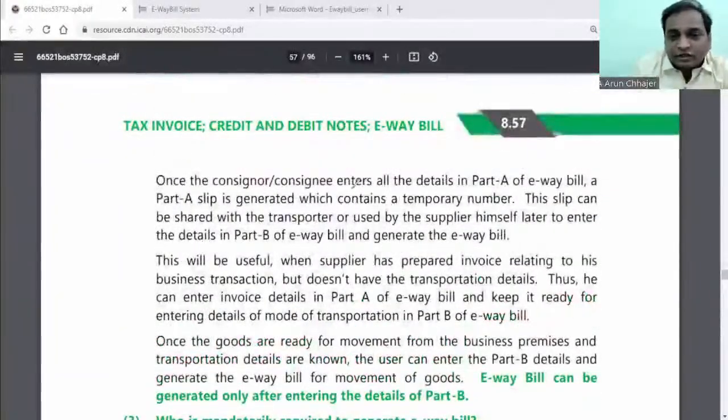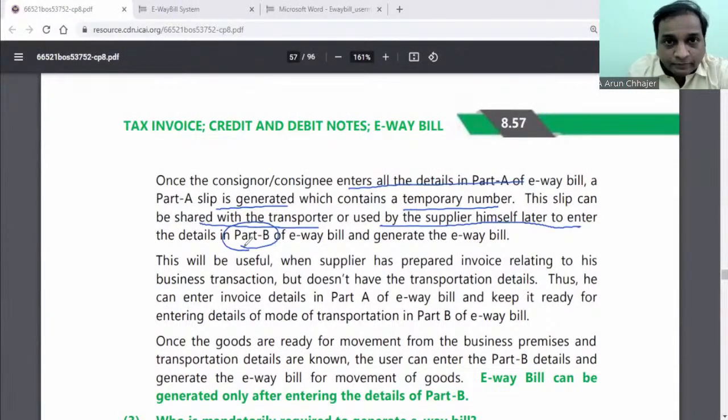Once the consignor or consignee enters all the details of part A, a slip is generated which contains the temporary number. This can be shared with the transporter, or used by the supplier himself later to enter part B. What is part B? Part B, normally, is the vehicle number to be entered, and the document number like GRN number or railway receipt. Part A can be filled by any party. Similarly, part B can be filled by any party, either by the supplier or even the transporter.